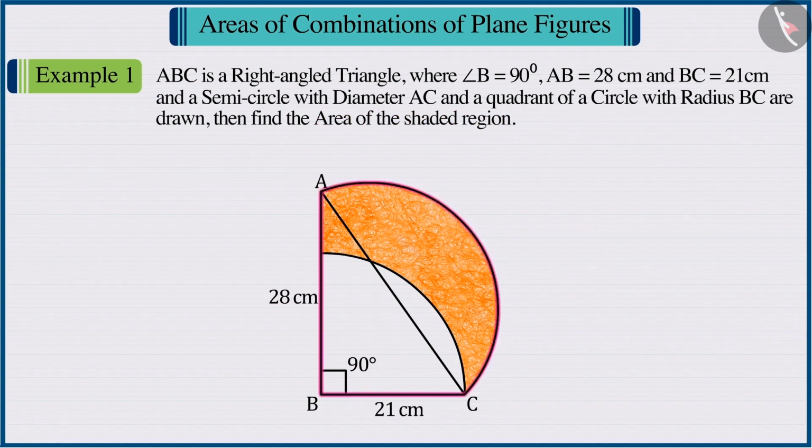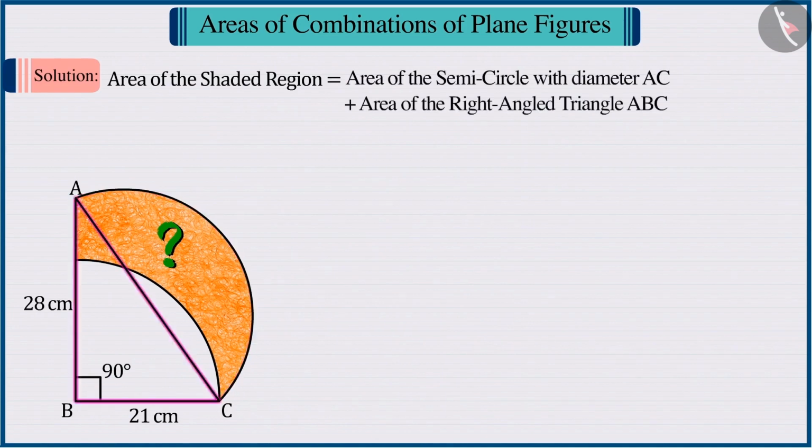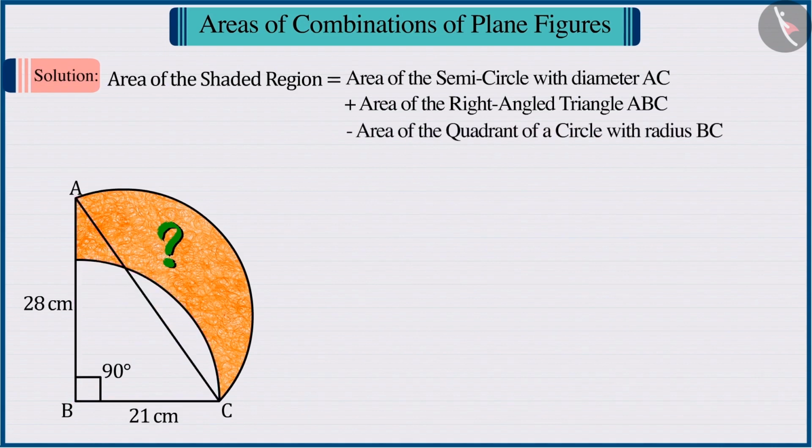Come on, let's see. By looking at the given figure, we can say that this figure is formed by the combination of three plane figures, a triangle, a semicircle, and a quadrant of a circle. Since we have to find the area of the shaded portion, we subtract the area of the quadrant of a circle from the sum of the area of the triangle and the area of the semicircle to get the area of the shaded portion.